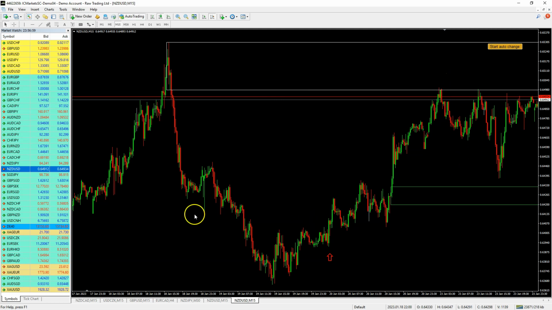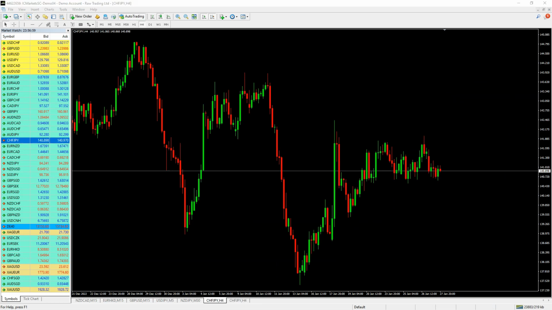And you can see, if you had used this here as a target or this here as a target, you have missed a lot of pips. And here you have again your perfect target for this buy trade, and the price stopped here moving higher. Okay, let's do a third example.